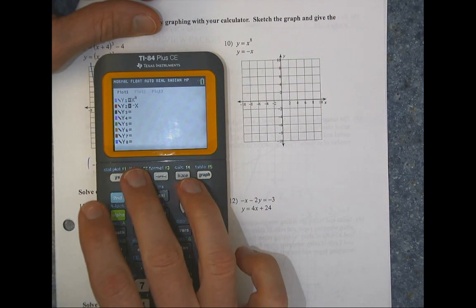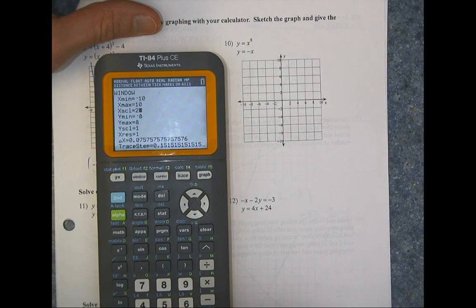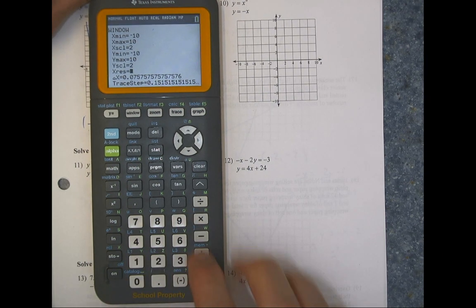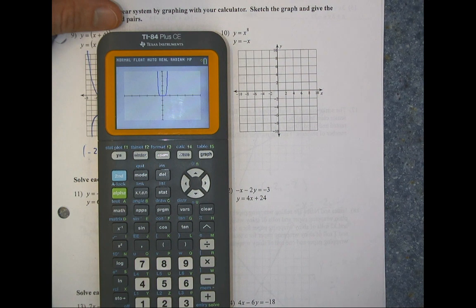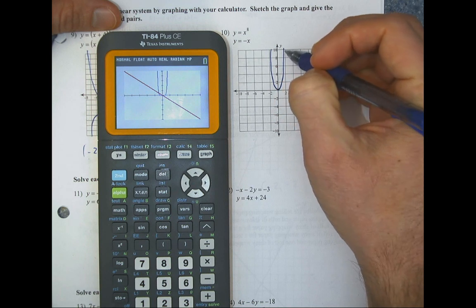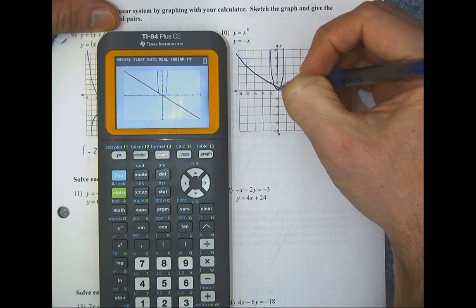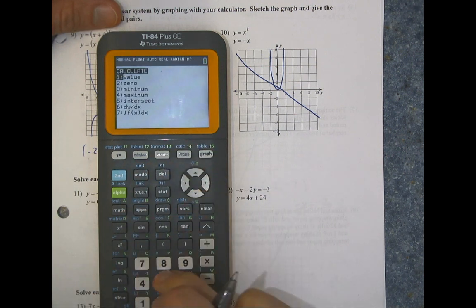And before I hit graph, I'm going to go change my window. All right, I'm going to make this negative 10, positive 10. My scale is counting by 2s. Okay, negative 10, positive 10 for my y min and y max. Scale again of 2. So when I go to graph this, my graph now looks like this one. Okay, and it looks like we've got 2 intersections. It's going to slice right through the corner here somewhere. Good enough for that.